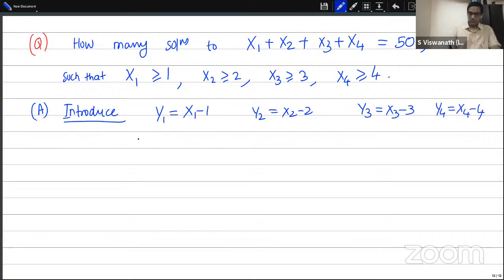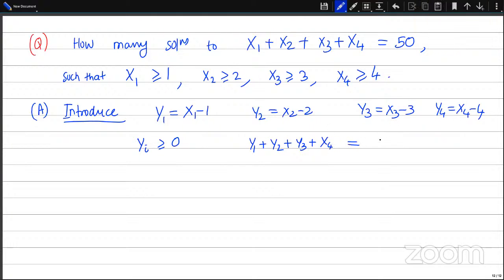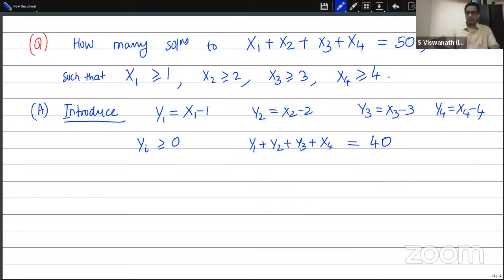And now the nice thing is all the yi's are therefore just greater than or equal to 0. But the original equation may change, right? So it's now y1 plus y2 plus y3 plus y4 equals 40. That's 10 less, right? 40.